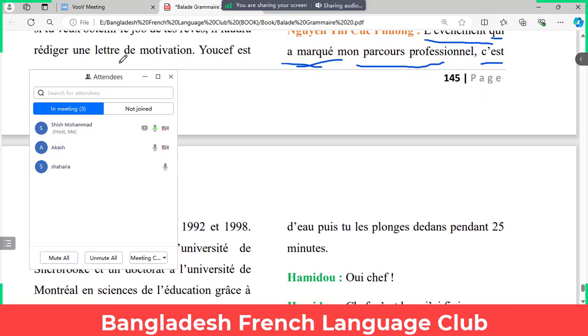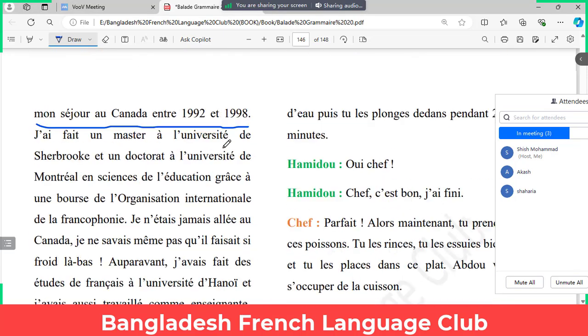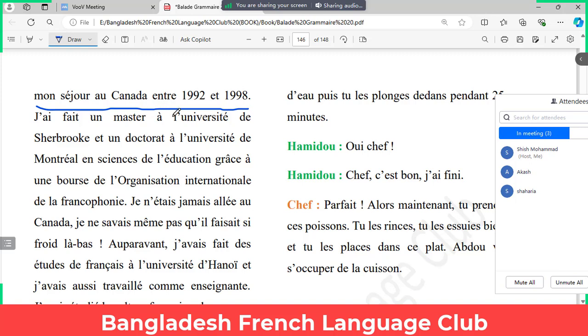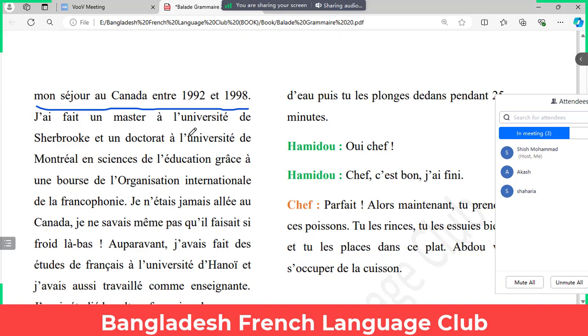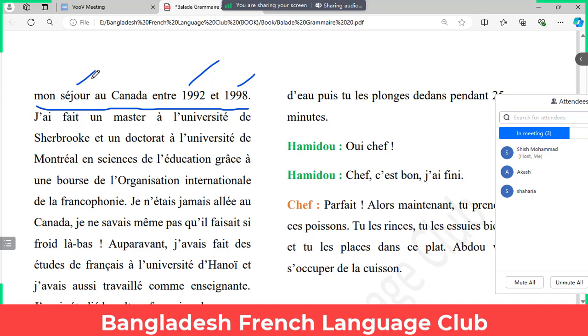C'est mon séjour au Canada entre 1992 et 1998. Séjour means stay, a stay in Canada between 1992 and 1998.